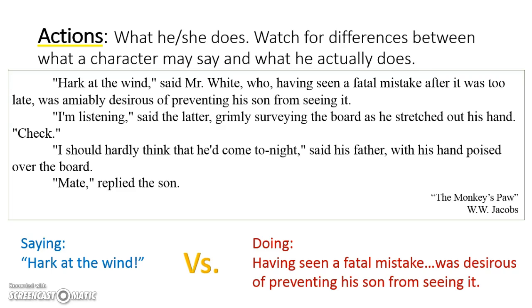And at this point in the story, we don't know how old his son was. His son could be like 7, 8 years old, and he's trying to cheat a little bit, distracting his son. Not the nicest guy, right? Okay, so actions definitely help us understand a character. And again, watch for differences between what characters say and what they do. It clues you in a lot of the time to what the character is really like.